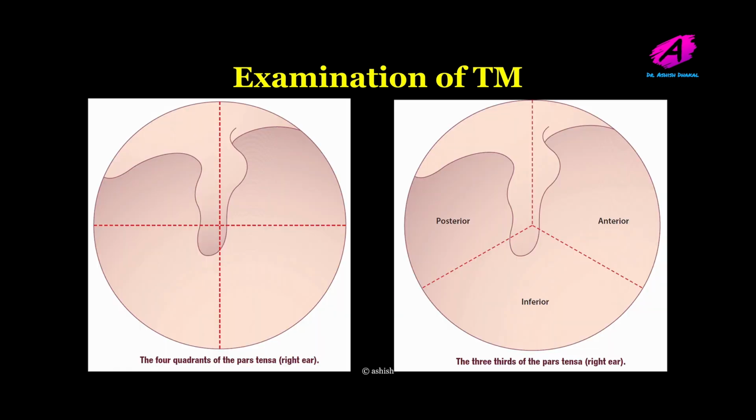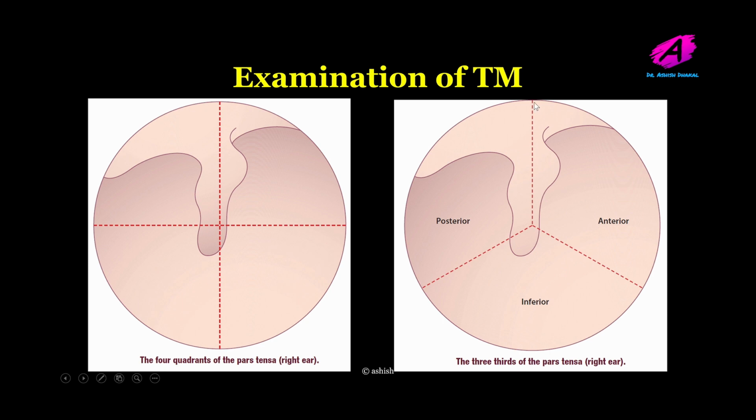Accordingly, the tympanic membrane is divided into 4 quadrants. In the case of the right ear, these are the 4 quadrants. The vertical line passes along the axis of the handle of the malleus and the horizontal line is perpendicular to the vertical line and parallel to the external auditory canal floor. So this is the anterior-superior quadrant, this is the anterior-inferior quadrant, this is the posterior-inferior quadrant, and this is the posterior-superior quadrant.